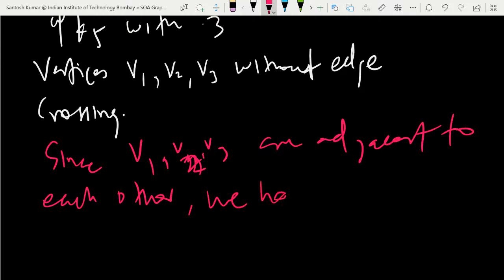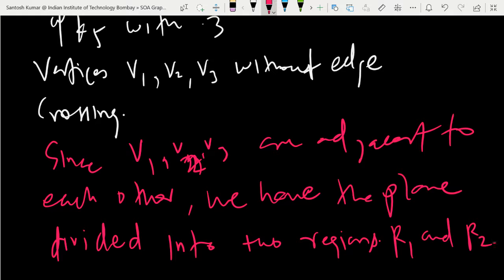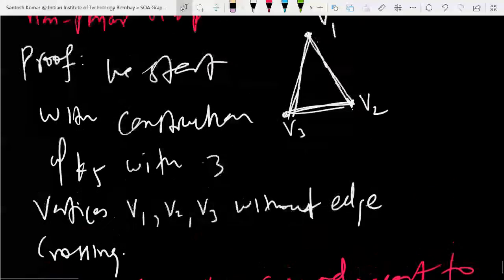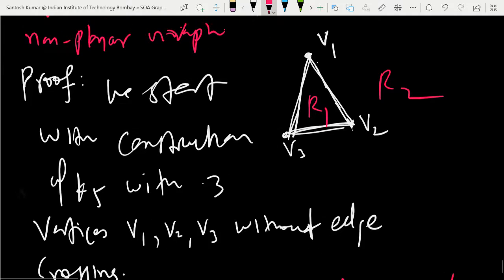And we have the plane divided into two regions, right? Divided into two regions. Call it R1 and R2. So here, suppose R1 and R2. Okay, R1 is this, R2 is this.